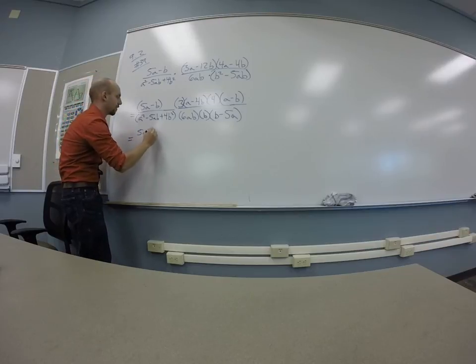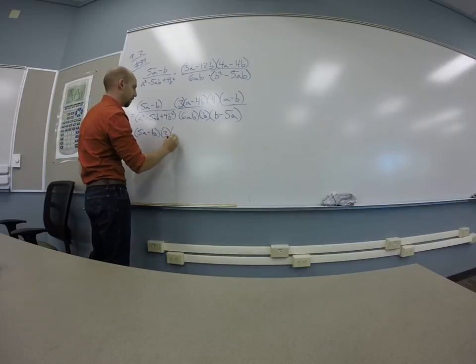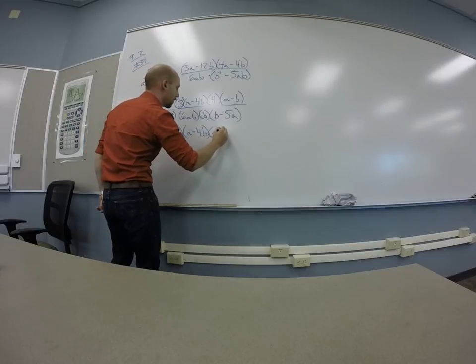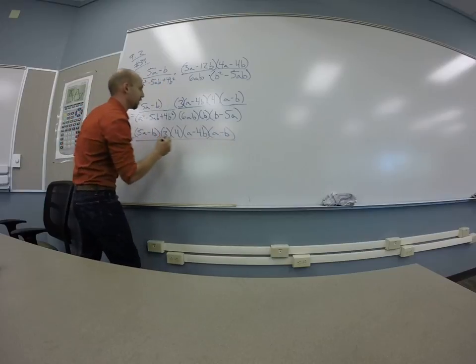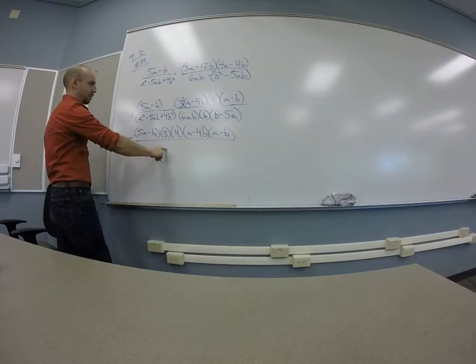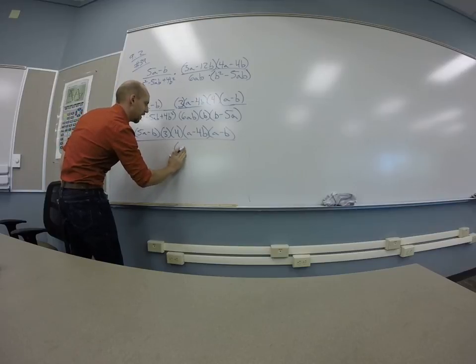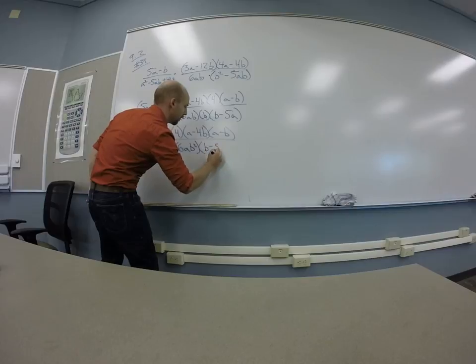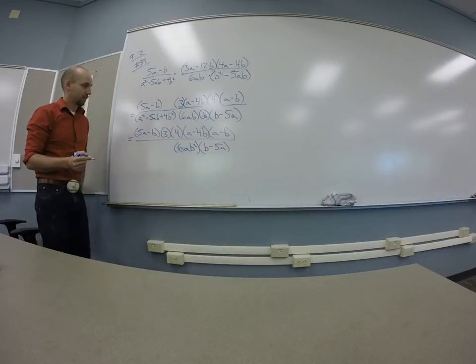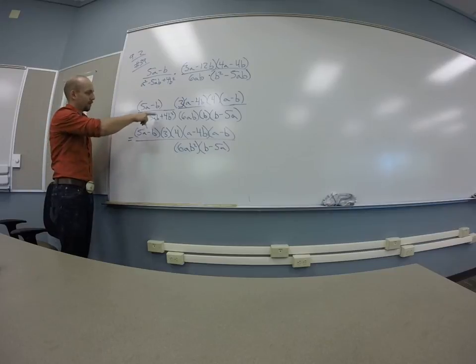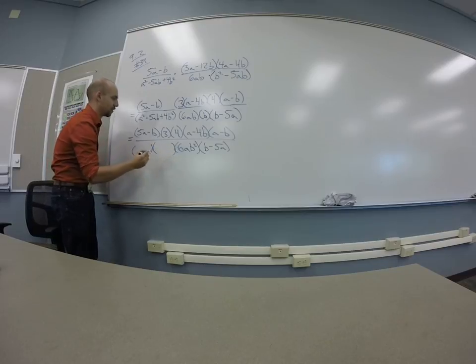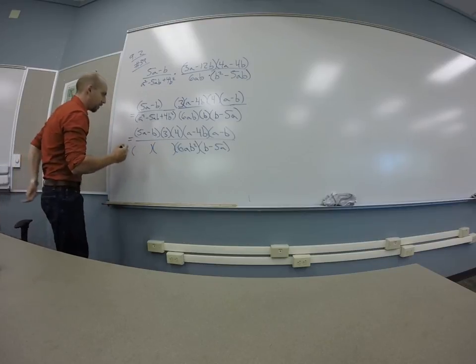Okay, so let's see. We've got 5a minus b times 3 times 4 times a minus 4b times a minus b. And then all that stuff's going to be over, all right, something. And then there's a 6ab, oops, 6ab squared. And then a b minus 5a. Okay. So how about that thing? A minus 4 and a minus 1. Well, that would be really convenient. Oh, b. Yeah.